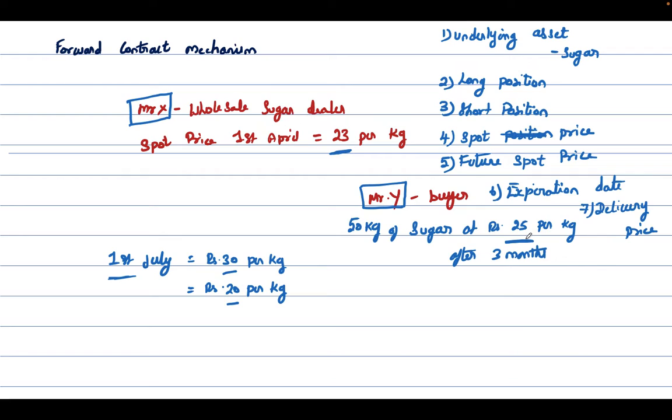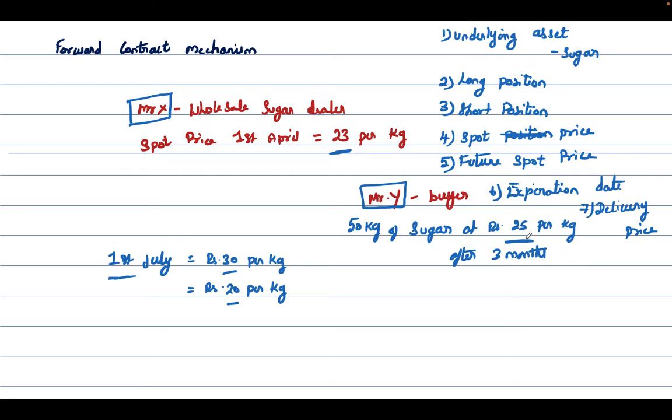Let us come back to this example. The underlying asset in this case is sugar. The sugar is the underlying asset of the derivative contract. The person who is going to buy the underlying asset is said to be in the long position. The person who is going to sell the underlying asset is said to be in short position. Spot price is the price on the date of contract. So in this case, it is 23 per kg.